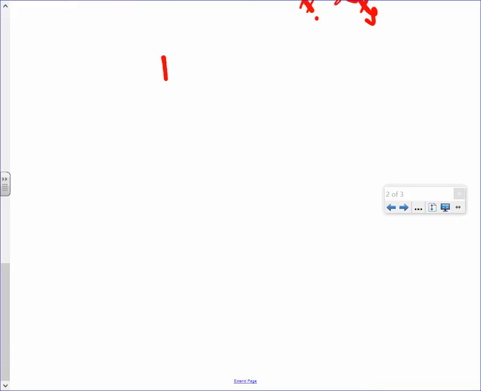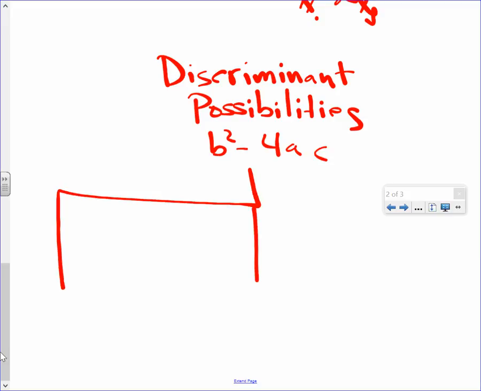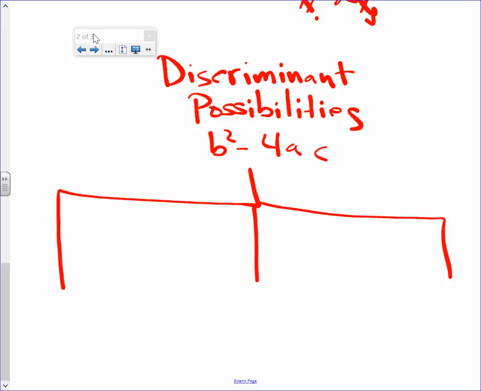Put discriminant possibilities. And the discriminant is b squared minus 4ac. And make a quick 3-branch tree map here on your notes. And we're done. I'll give you one example and we're done.